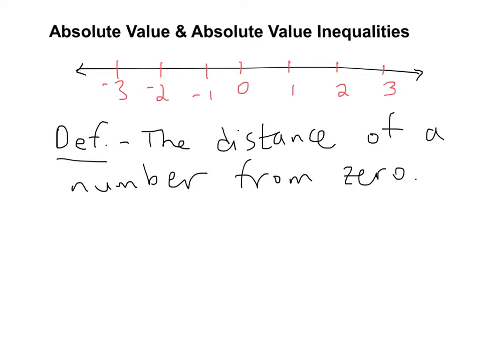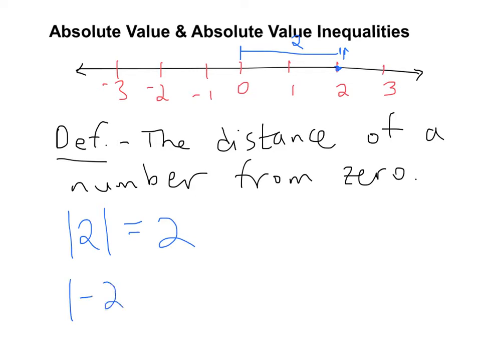So for example, if you wanted to find the absolute value of 2, well, you look at the number 2 here on our number line, and its distance from 0 to 2, that length or that distance is 2 units. And since distance is always positive, we will write the positive number 2 as our distance. So the absolute value of 2 equals 2.